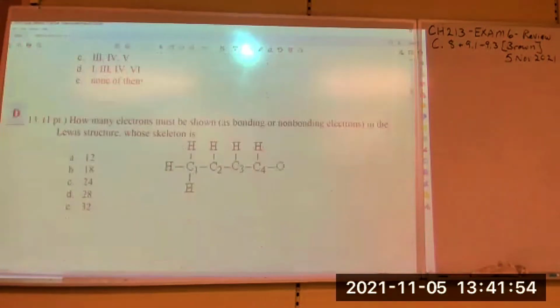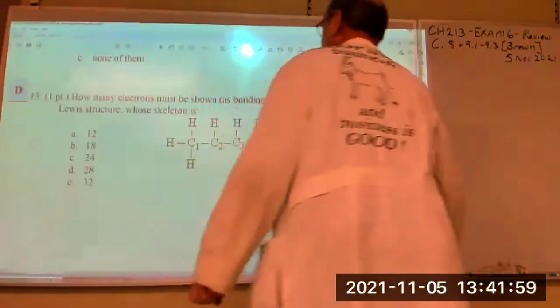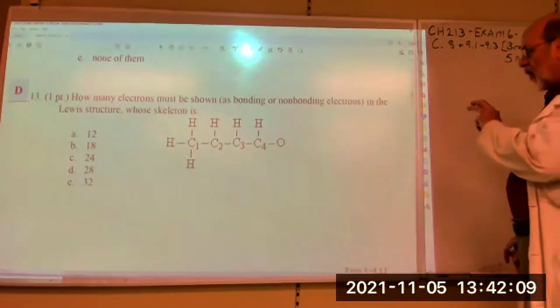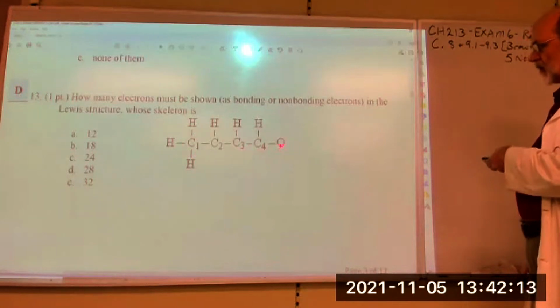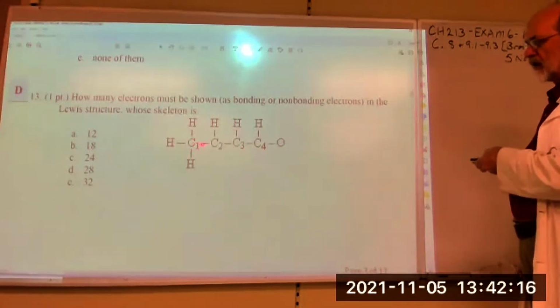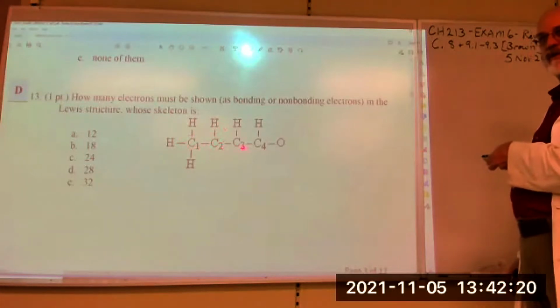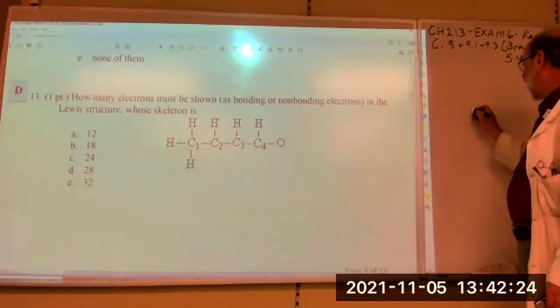13. Oh, this is interesting. How many electrons must be shown as bonding or non-bonding in the Lewis structure whose skeleton is this? Okay. These are all the atoms that are in this molecule. These are numbered. That's not how many there are. That's just numbered. Carbon number 1, carbon number 2, carbon number 3, and 4. Okay. So we have it set up like that.